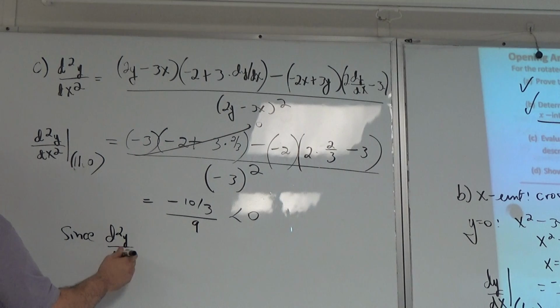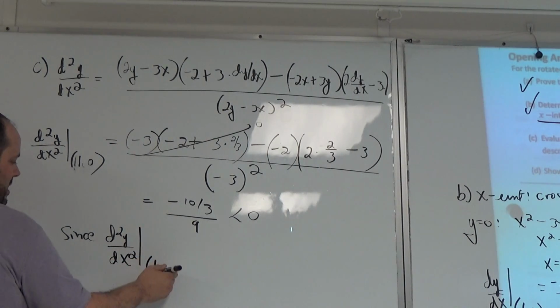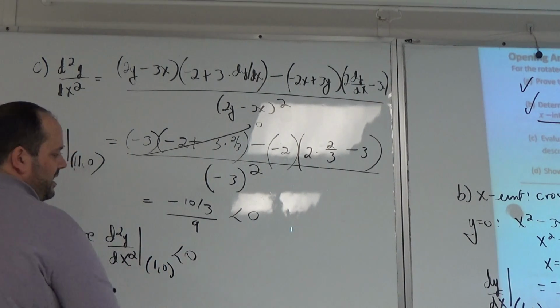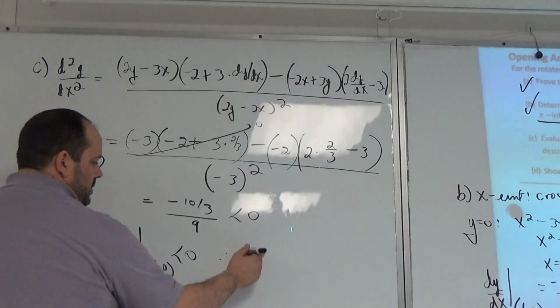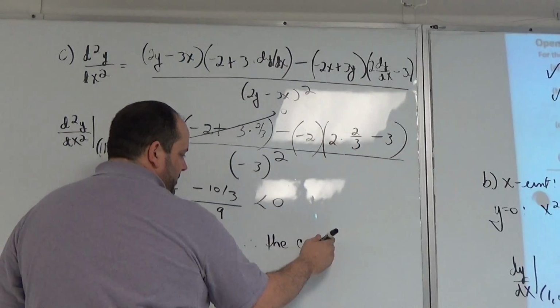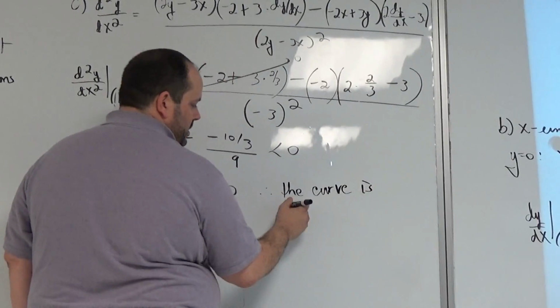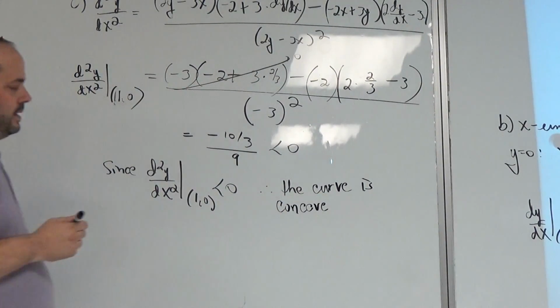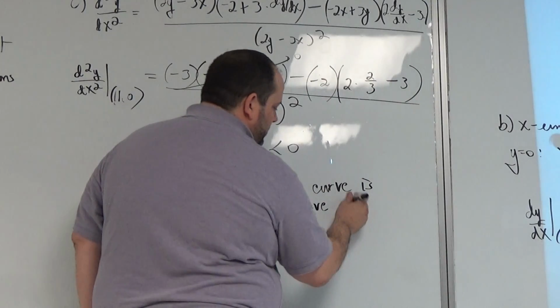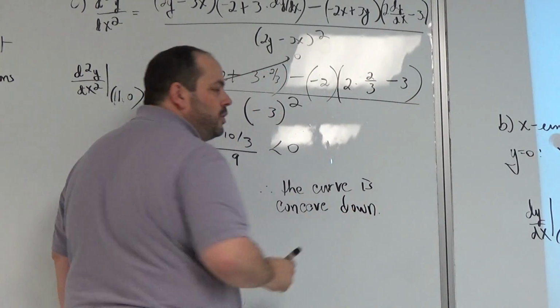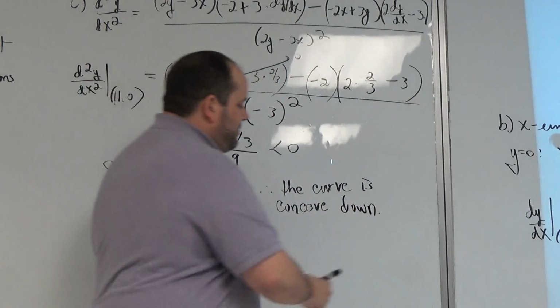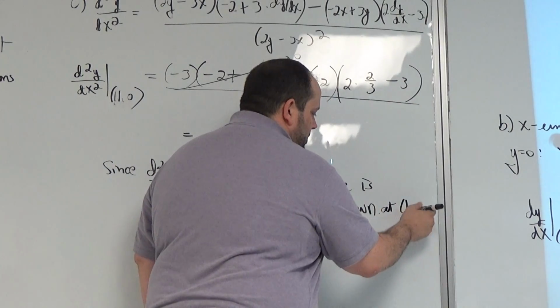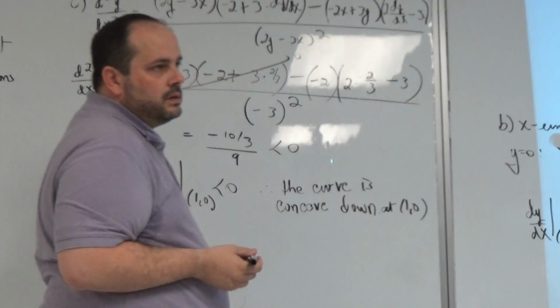Since d squared y dx squared at 1 comma 0 is negative, the conclusion? The curve is concave, which way? Down. Concave down. Look at the graph. Again, this is why they will never give you the graph. Look at the graph. Does that make sense?